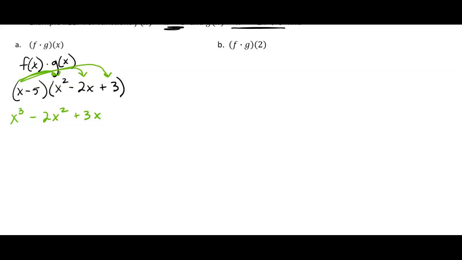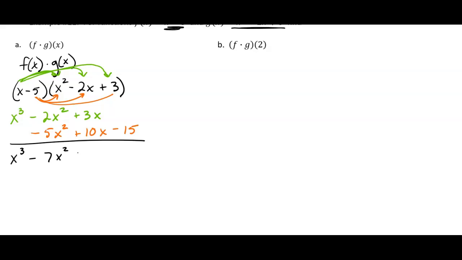That would be fine. But then what I do is I take the negative 5x squared and I put it right underneath the other x squared. And then the negative 5 times the negative 2x is going to be plus 10x. And then the negative 5 times 3 is going to be minus 15. So make sure I did all those right. x cubed minus 2x squared plus 3x. Negative 5x squared, positive 10x, negative 15. Okay, I like that. So then I get x cubed minus 7x squared plus 13x minus 15.